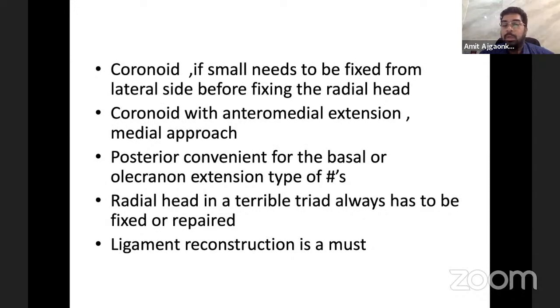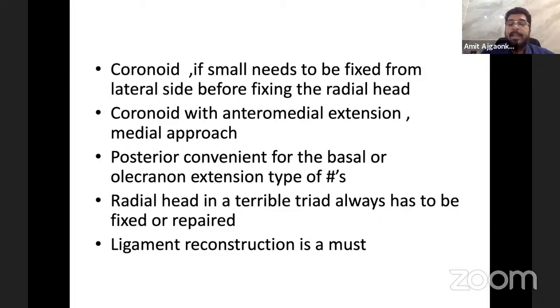Coronoid, if small, needs to be fixed from the lateral side before fixing the radial head. A large coronoid with an anteromedial extension, as I told you, is fixed from the medial side. Posterior approach is convenient for the basal and the olecranon extension type of fractures. Whenever there is an extension into the olecranon, like Alok has already talked about, then you go down from the posterior side, a long posterior approach.